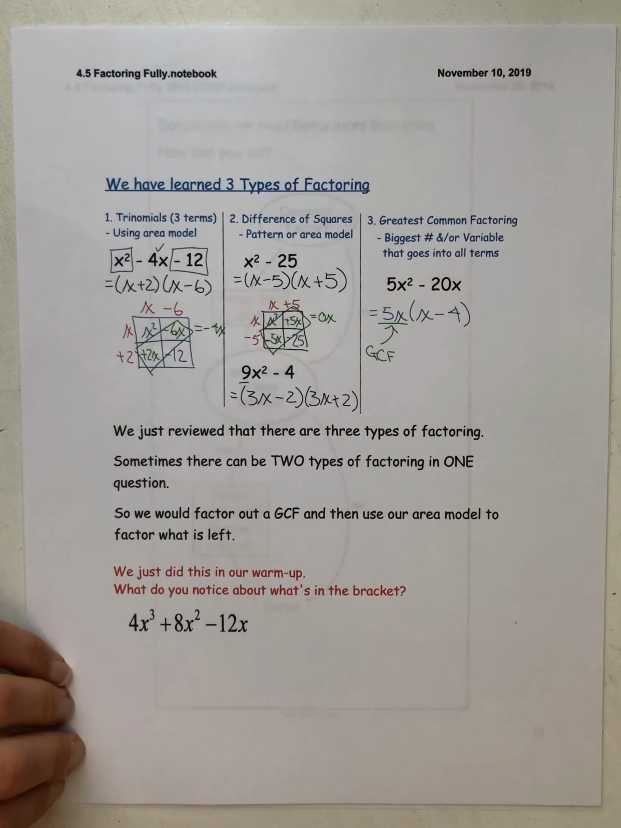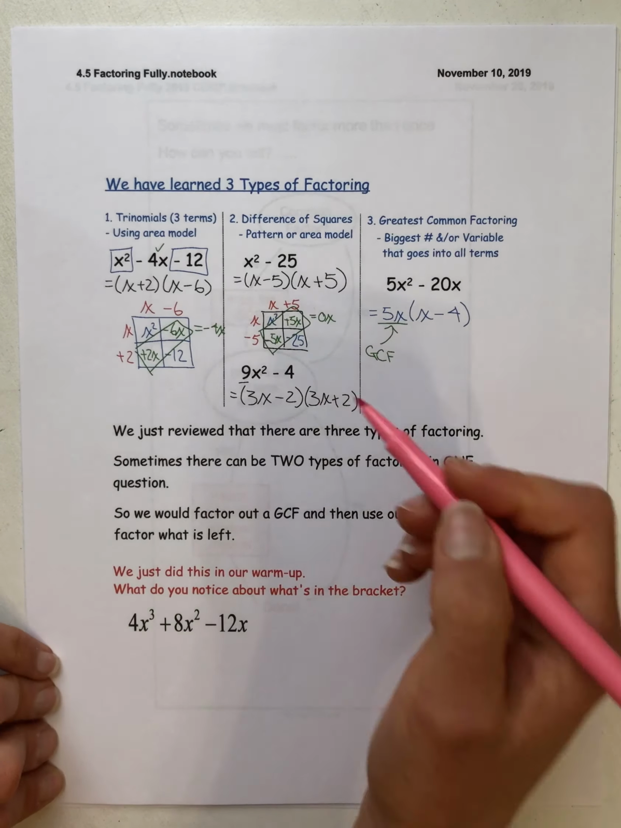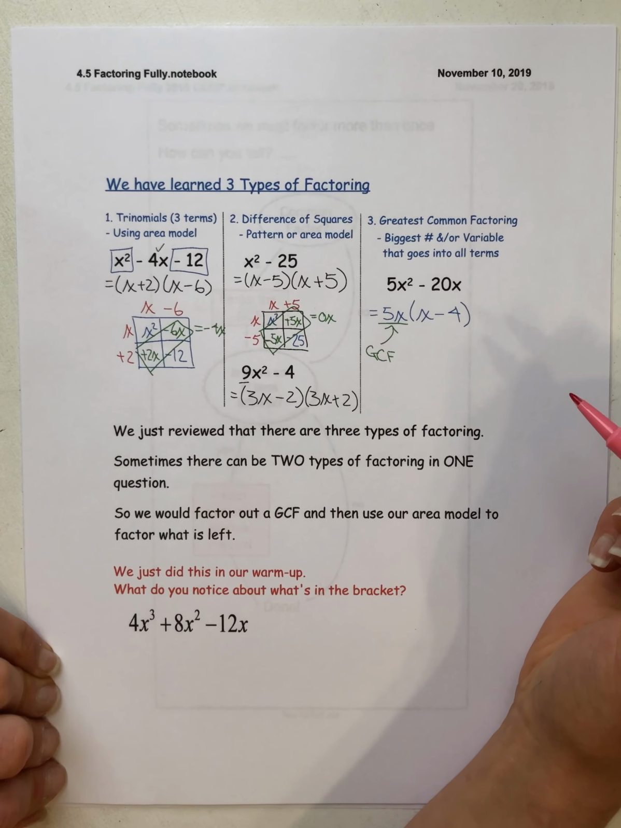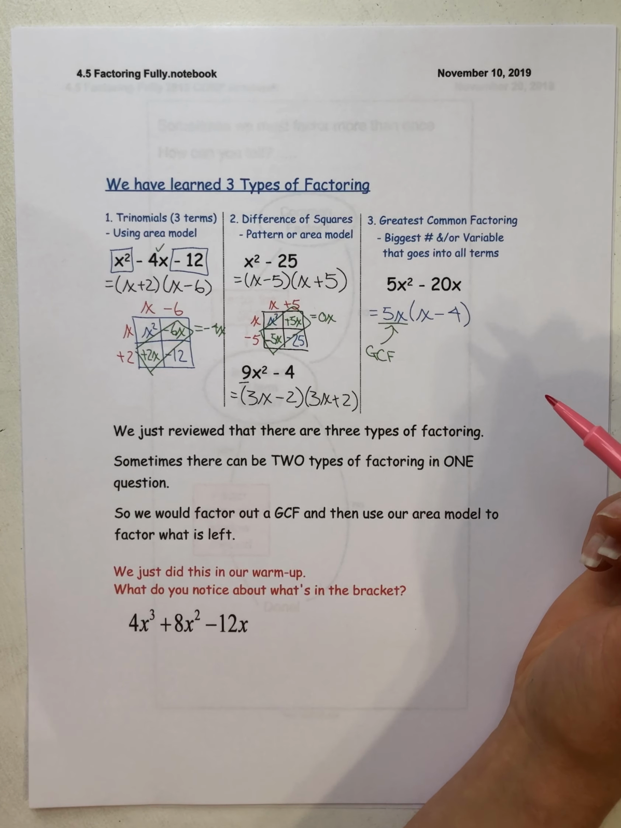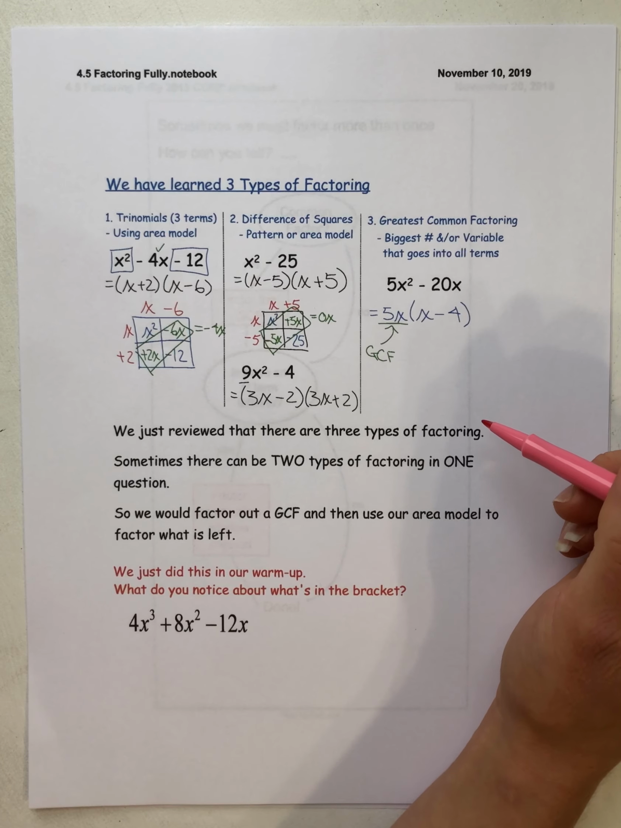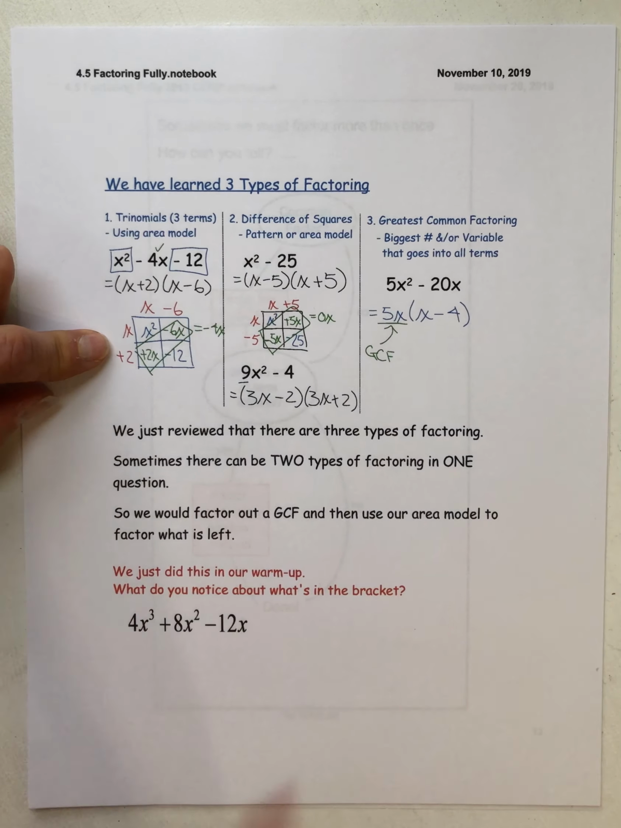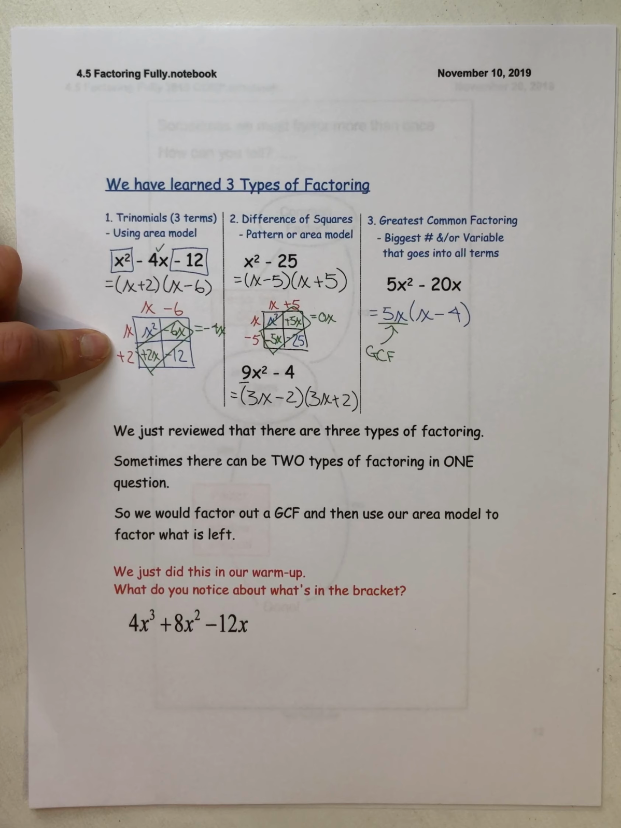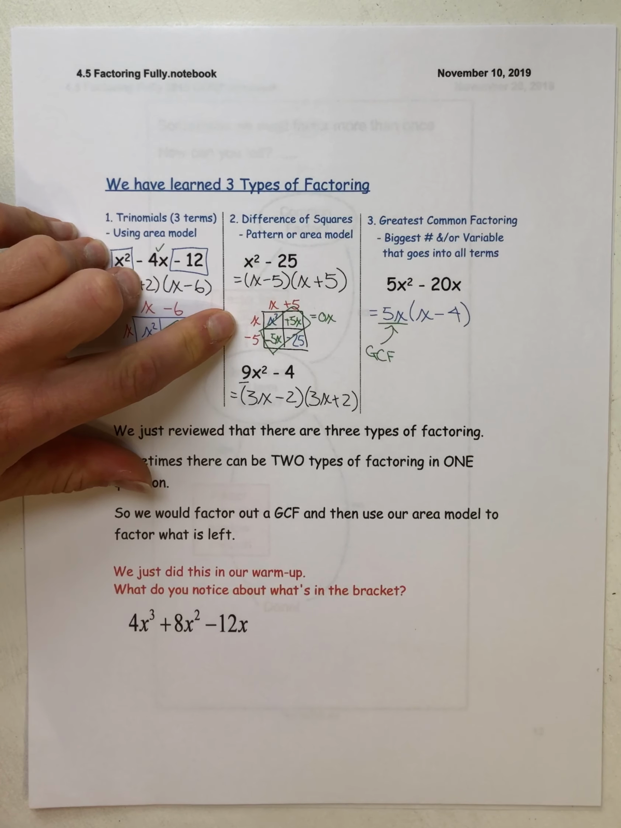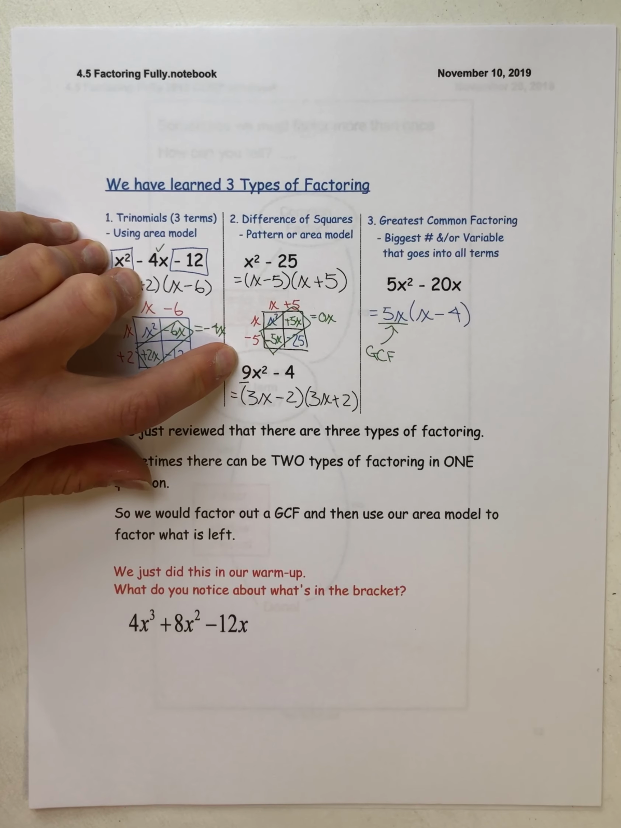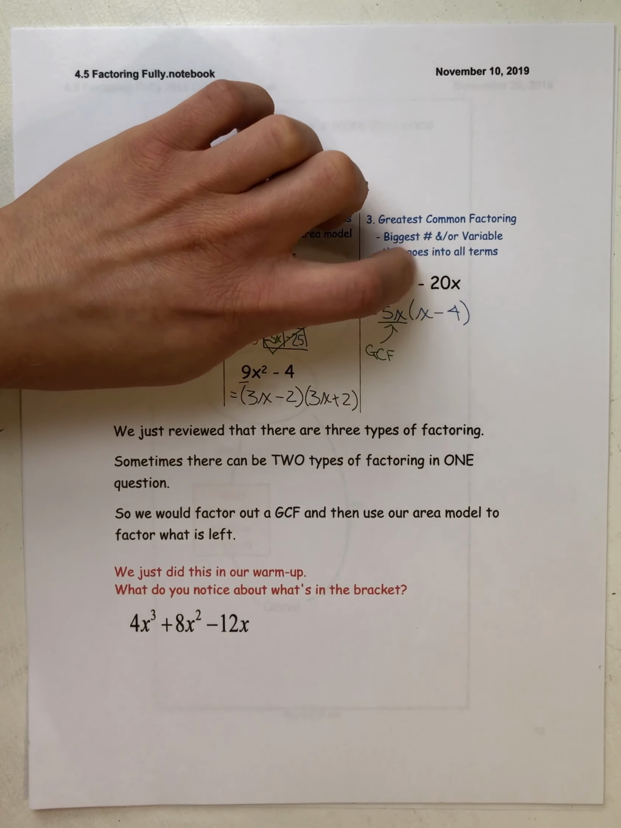So now what we've done is we have learned about the 3 types of factoring, right? We just reviewed that there are 3 different types. So we have the window method for the trinomials. We have the difference of squares, which is when we have perfect squares. And we just did greatest common factoring.